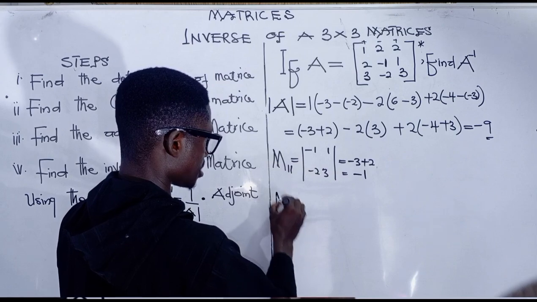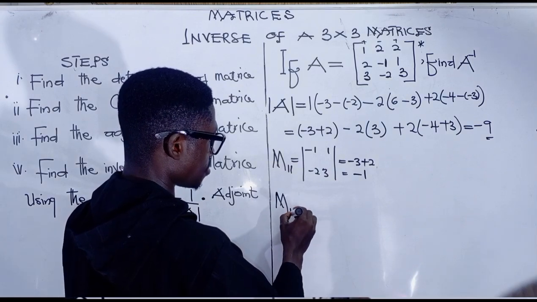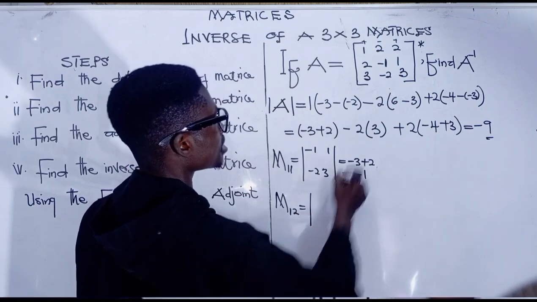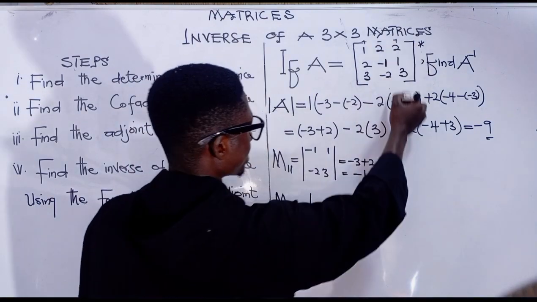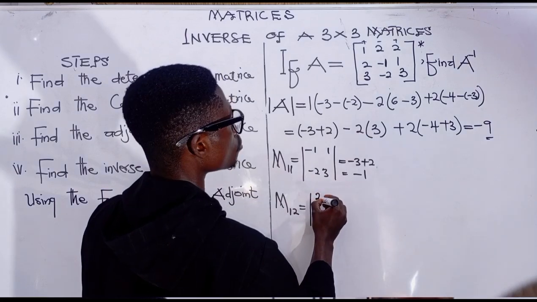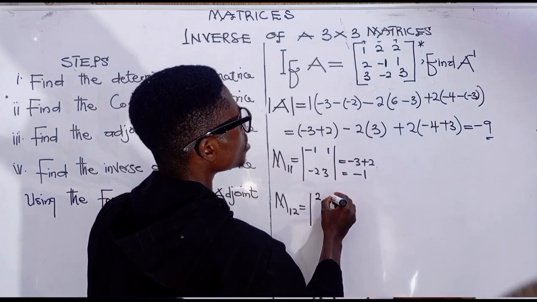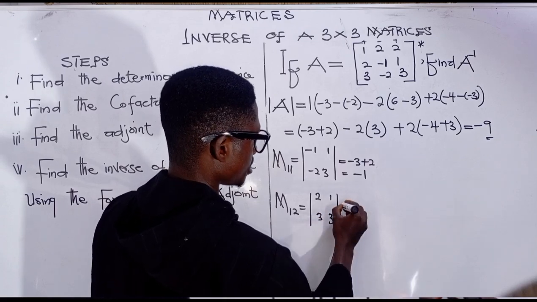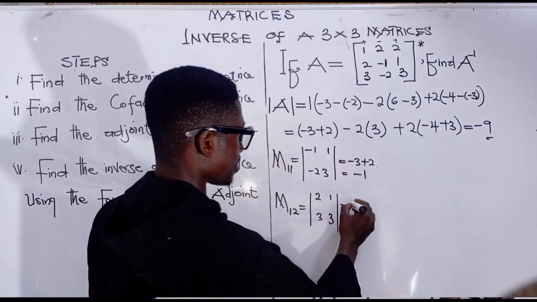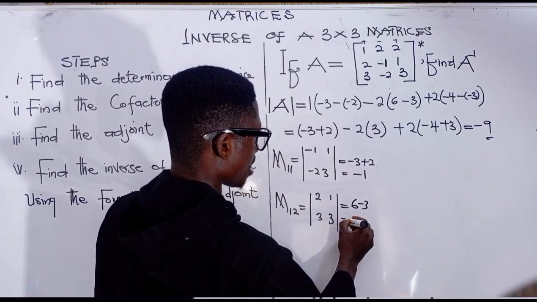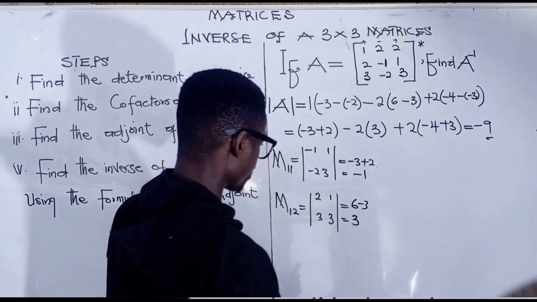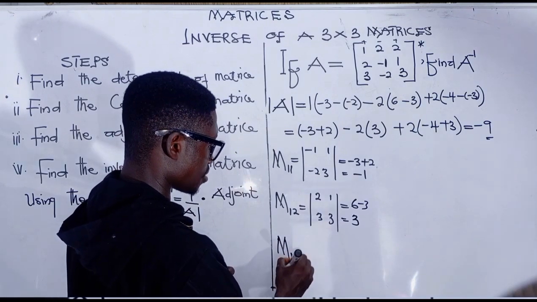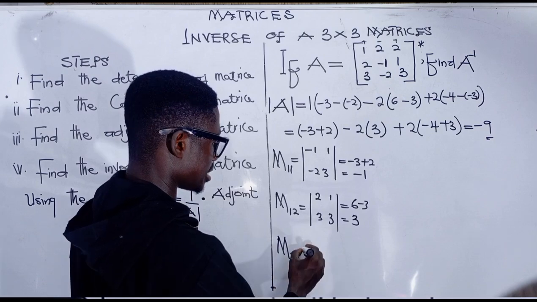Then we move on to the minor of the first row and the second column, which is this. So it means we are going to collapse the first row and the second column. So we'll be left with 2, 1, and then 3, 3. Then we find the determinant. This will give us 6 minus 3, which is 3.